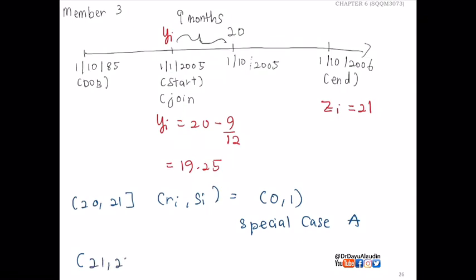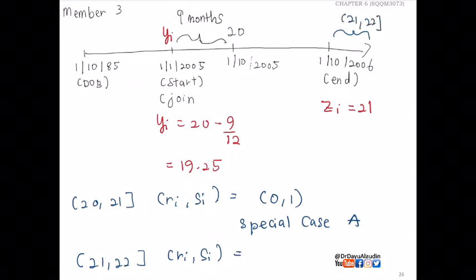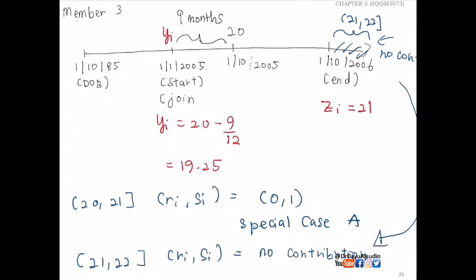And for the second interval, there is no contribution, since the second interval, 21 to 22, happened outside the entry and exit. So no contribution for this interval.